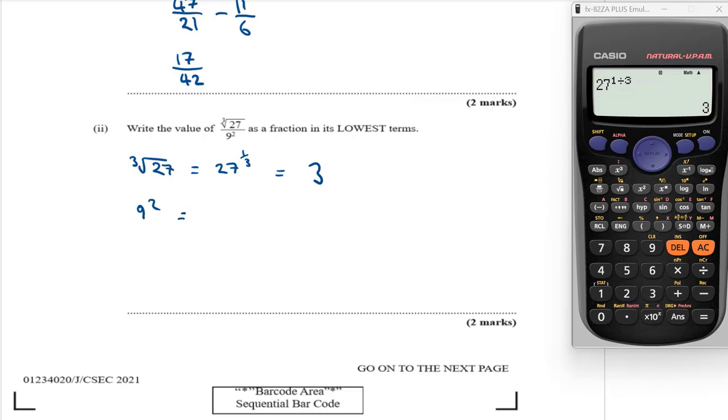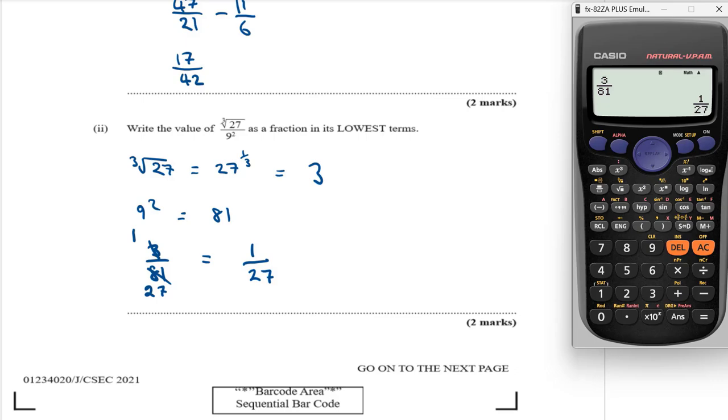9 squared is 81. So our fraction now becomes 3 over 81, right? And if we simplify this, 3 into 3, 1. 3 into 81 goes 27 times. So our answer is 1 over 27. We could check this in our calculators if we are concerned. So this is 3 over 81, 1 over 27.